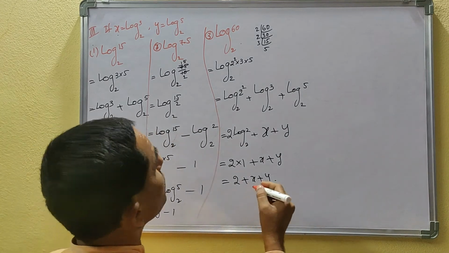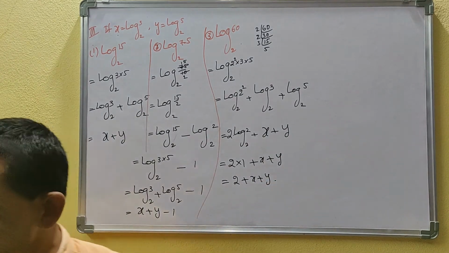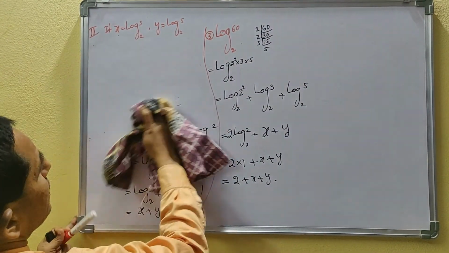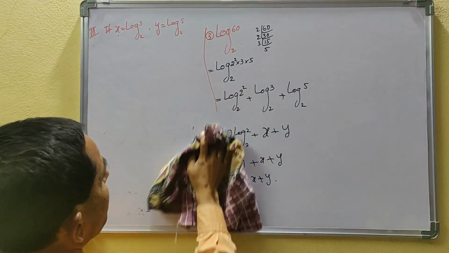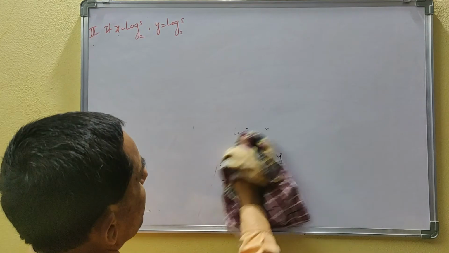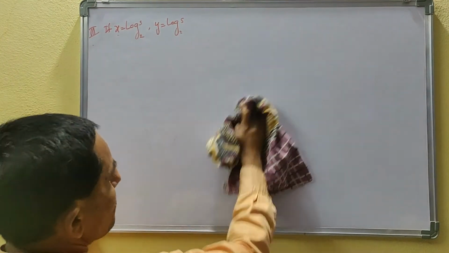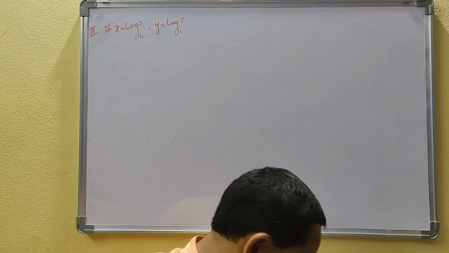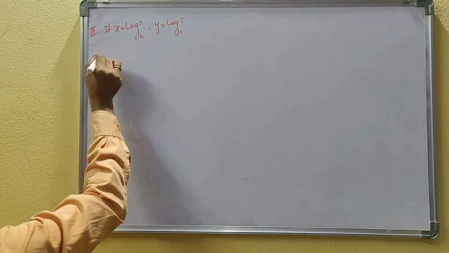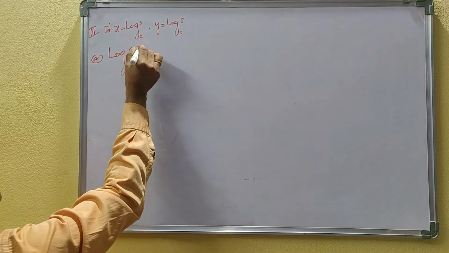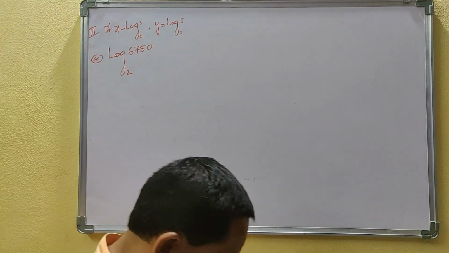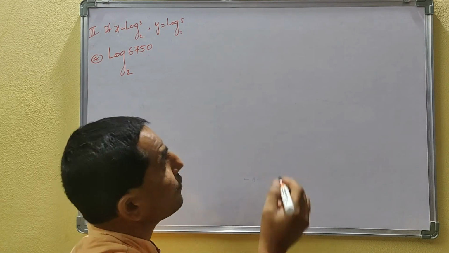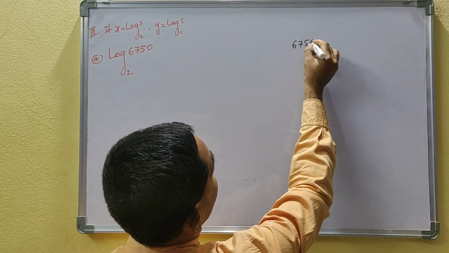Next question, log 6750 base 2. Next question, just 1 minute. Okay, next question, fourth question, log 6750 base 2. Log 6750 base 2. First find the LCM of the 6750.